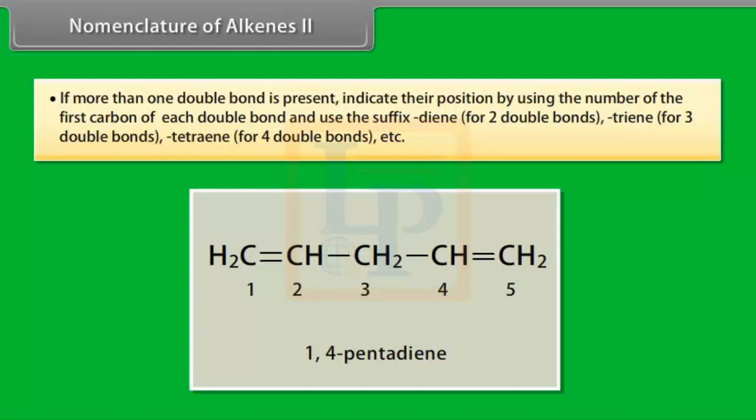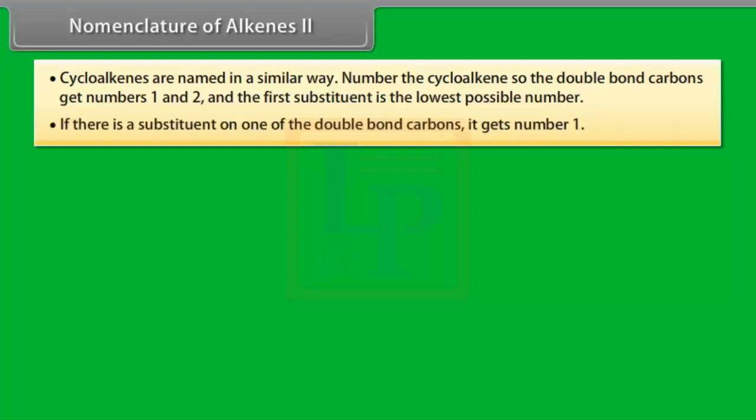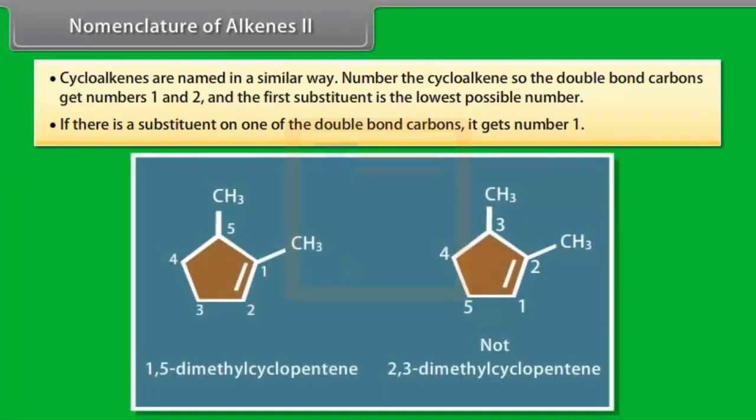For example, 1,4-pentadiene. Step 9. Cycloalkenes are named in a similar way. Number the cycloalkene so the double bond carbons get numbers 1 and 2, and the first substituent gets the lowest possible number. If there is a substituent on one of the double bond carbons, it gets number 1. 6-ethyl-1-methylcyclohexene. Look at this compound. It is named as 1,5-dimethylcyclopentene and not 2,3-dimethylcyclopentene.